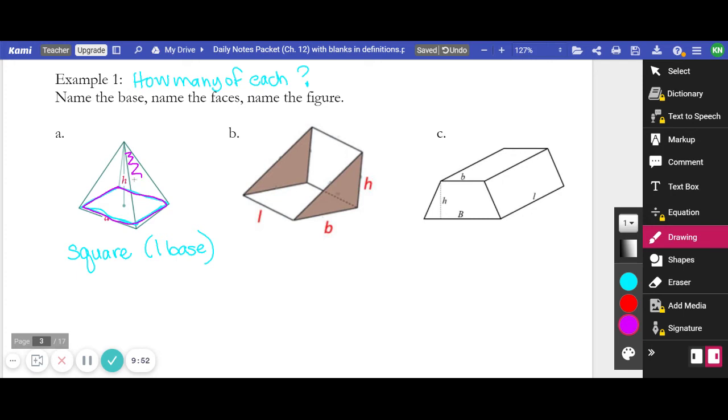And then it has one triangle, two triangles. Oh gosh, this is hard to represent. 3 triangles, 4 triangles. There's a triangle at each side of the square. So this would have 5 faces, 5 sides. One of them is that square base, and 4 of them are triangles.